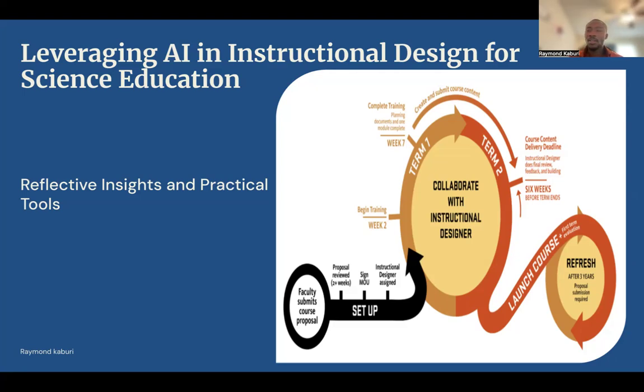In our previous lessons, we looked at how we can make a better selection of a good AI technology or educational technology that we can use in our classroom. We went on to dive into details of how we can use it in a specific context in terms of science teaching. And today we shall be diving deeper, looking at the reflective insight as well as some practical AI tools that can be used in science education or in the teaching of science. So let's proceed.